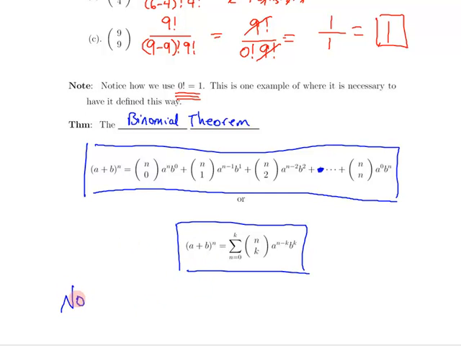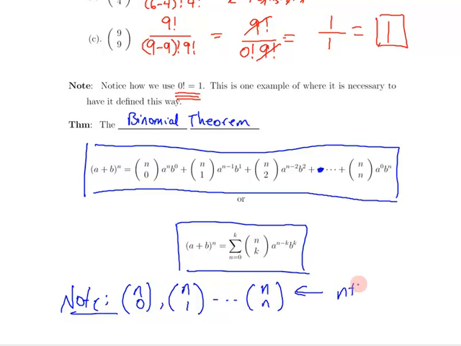Now let me note again for you here that n choose 0, n choose 1, all the way up to n choose n is the nth row of Pascal's triangle. So we can actually come up with those coefficients by finding Pascal's triangle, go down to that row, and then we wouldn't have to actually use the factorial formulas to calculate those, which saves us a little bit of work.